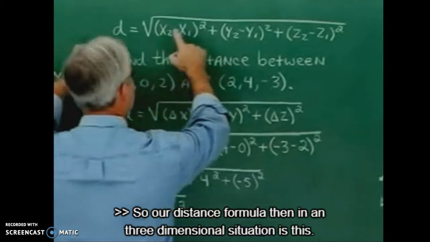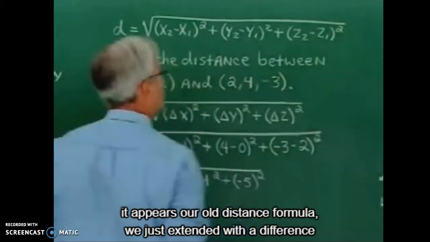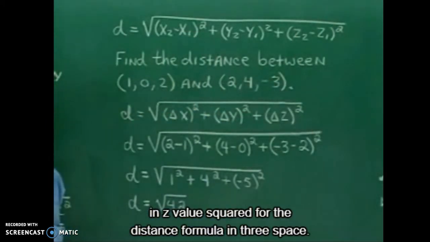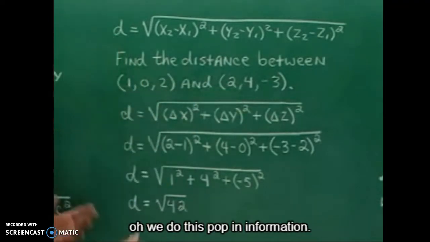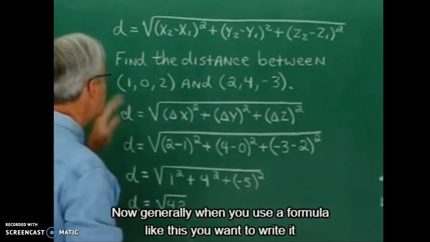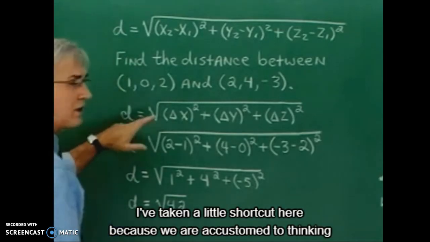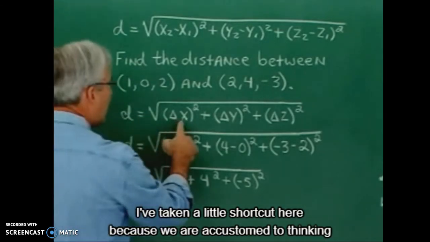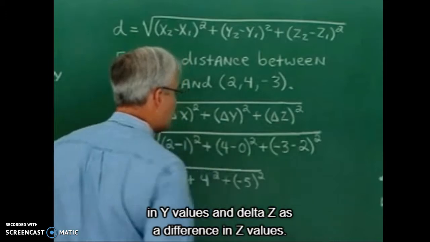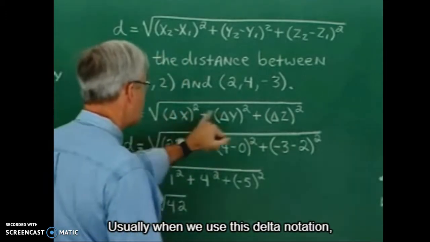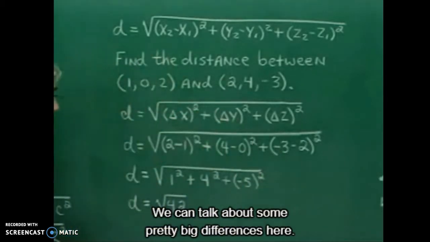The three-dimensional situation is this. Now notice, here's our old distance formula, and we just extend it with the difference in z values squared for the distance formula in 3 space. All right, suppose we want to find the distance between these 2 points. All we do is pop in information. Now, generally, when you use a formula like this, you want to write it down first, and you could write it down like this. I've taken a little shortcut here because we are accustomed to thinking about delta x as being a difference in x values, and delta y as a difference in y values, and delta z as a difference in z values. Usually when we use this delta notation, we're talking about little tiny differences, but it doesn't make any difference. We can talk about some pretty big differences here.